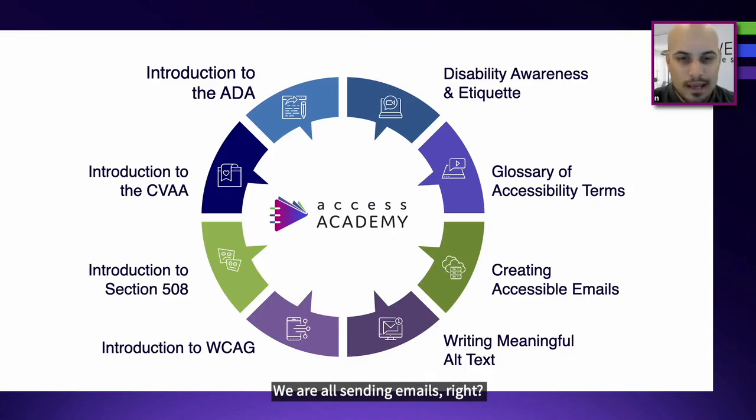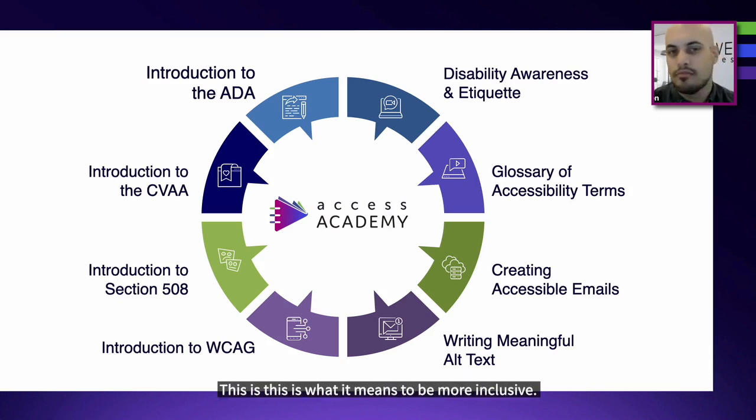We are all sending emails, right? We are all generally building documents. And so understanding how we can do a better job of ensuring that those emails are being presented in an accessible manner, how alt text in those documents or embedded within those emails are enabling everyone within the organization, including those with blindness or who use screen readers, to better understand that content. This is what it means to be more inclusive.